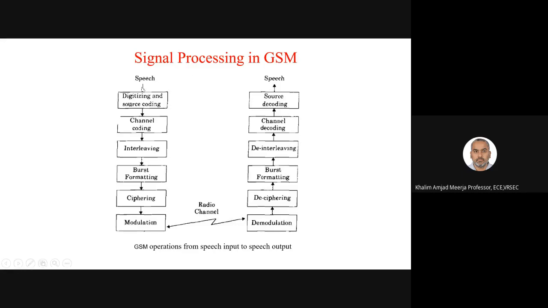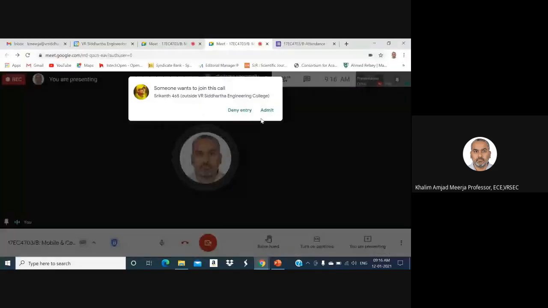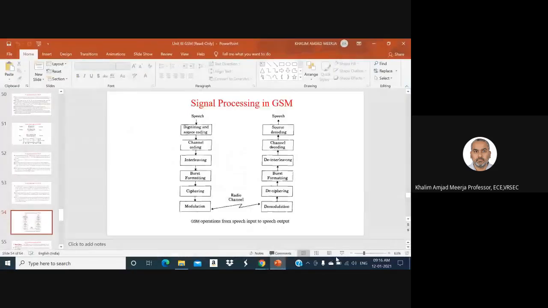The speech is first digitized and you use source coding to remove any redundancy in the digitized speech signal. Then you do channel coding. Channel coding is quite the opposite. You add redundancy to overcome the channel effects. Then, in order to overcome fading, you use interleaving techniques. Okay. Then you format it as a burst. All this has to do with the techniques necessary for transmission of the data.